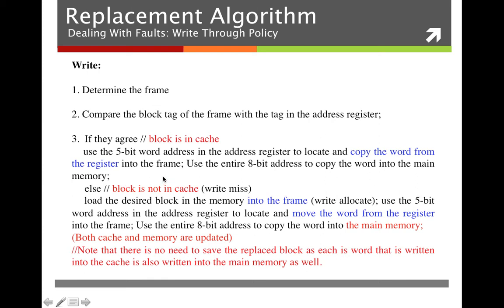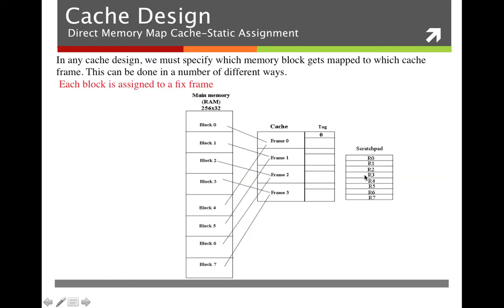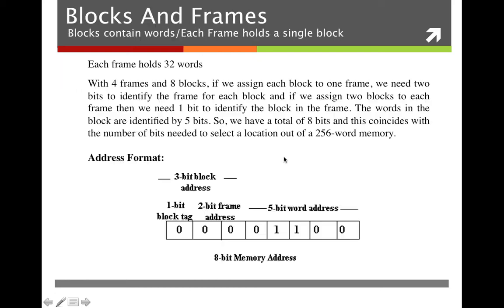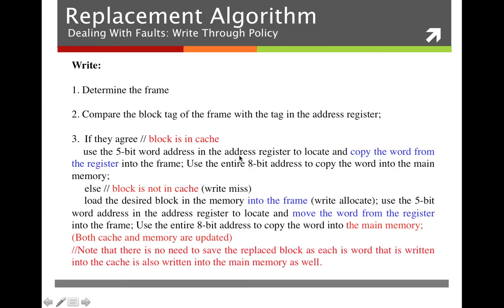We use the 5-bit address in the address register to locate and copy the word from the register into the frame. This register that I'm referring to is in fact coming out of the scratch pad. It could be one of these registers that the write instruction we're executing wants to write into one of these blocks sitting in the cache, or it may not be in the cache, so we have to bring it in. But this is the case when we found it to be in the cache. So we got that in the cache, and we update the actual word in there because we're writing into the block. But that is not this one here. That's a read case. This is the write one.